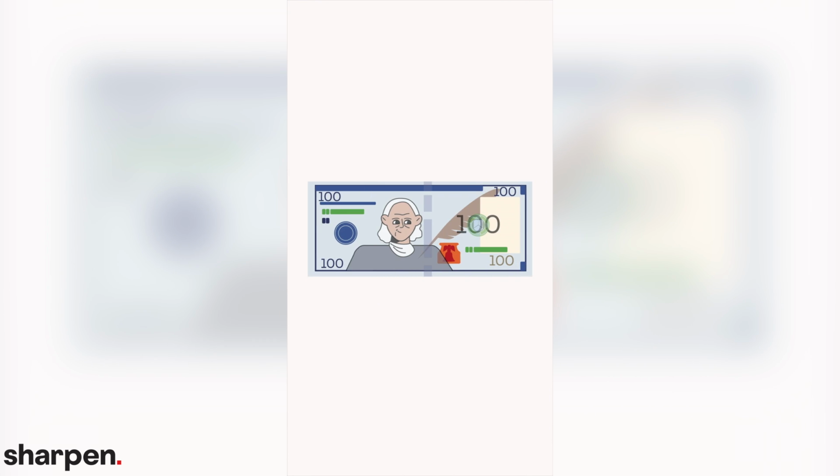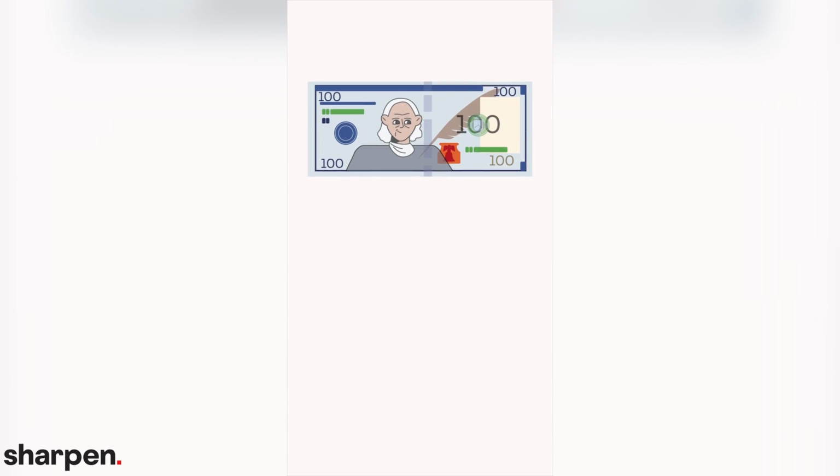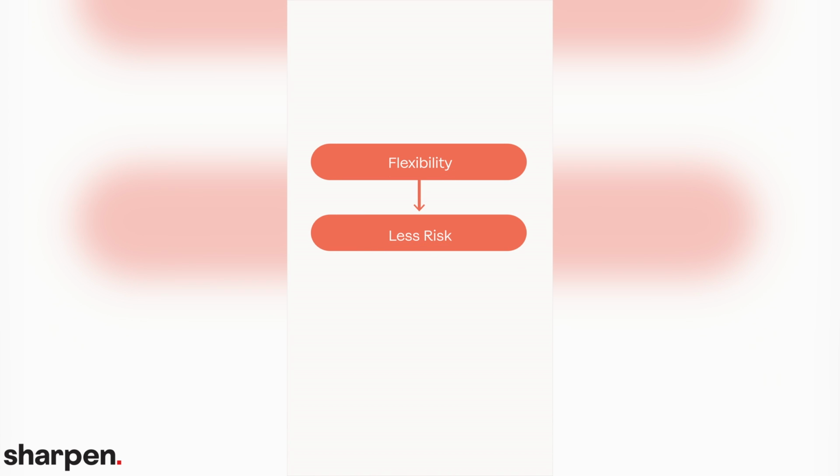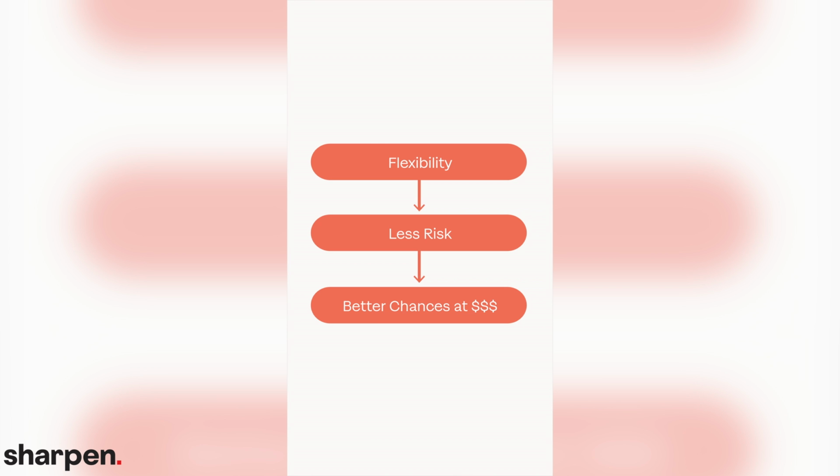This helps us understand financial flexibility, which is how well a company can pivot when something unexpected happens to their cash flows or assets. The more flexible the company, the less risk of failure, and the less risk of failure, the better chances of getting more funding.